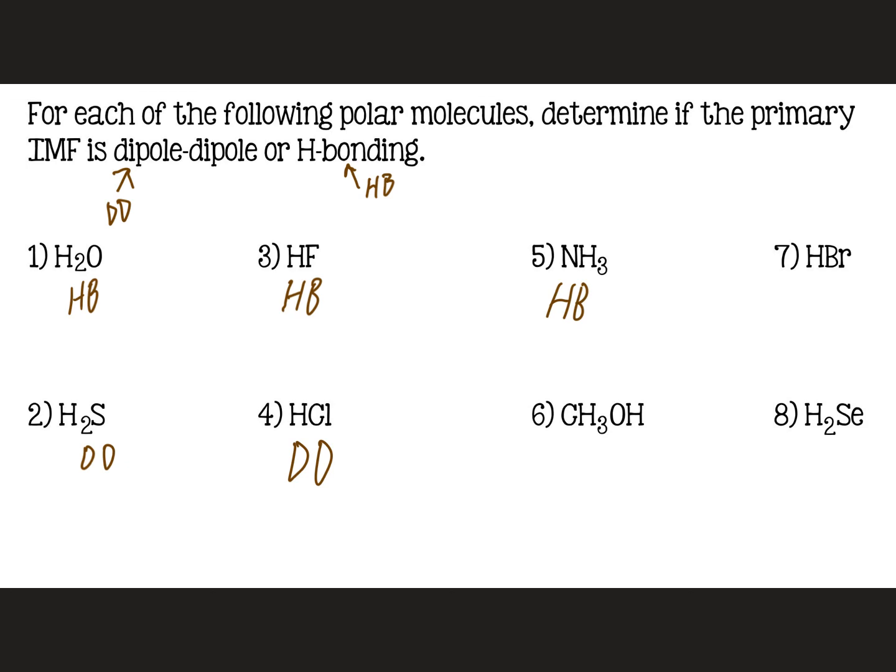Now, down here at the bottom, we have CH3OH. This one's a little bit trickier, but what you end up with is a C-O-H and then 3 H's. Now, if you look at this, you'll see that you still have that OH bond. So, this is in fact hydrogen bonding. Now, HBr is going to be dipole-dipole, and H2Se is going to be dipole-dipole as well.